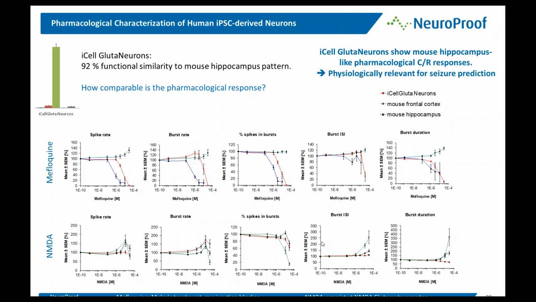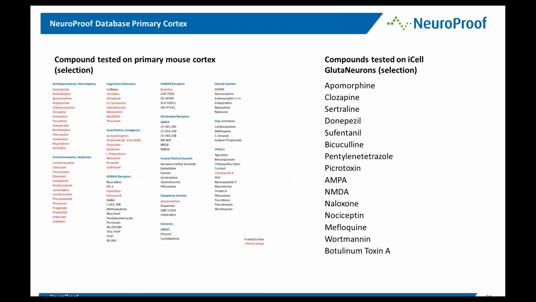So here I show a physiological similarity to hippocampus activity patterns and also a functional response pharmacologically to hippocampus. And this is also relevant for seizure prediction, as the current seizure prediction assays are also used in mouse hippocampal slices. So we have used also this kind of screening approach. Besides what we have tested in cortex already, we have also a selection of seizure respective compounds tested in iCell GlutaNeurons.